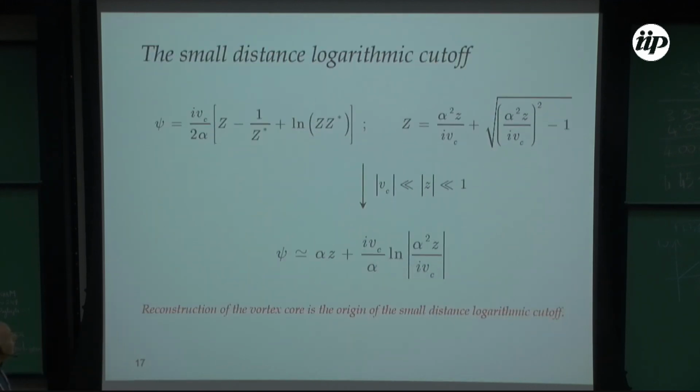And if we look at the small distances, I am going to take this solution which I get. I will look at a situation where Z is much smaller than 1, where 1 is the healing length, but much larger than VC. Then what I will get immediately is that psi has this alpha Z. This is the usual result of a vortex. And then there is some logarithmic dependence. And this logarithm with this 1 over C is the source of the cutoff which I explained at the beginning. Yes?